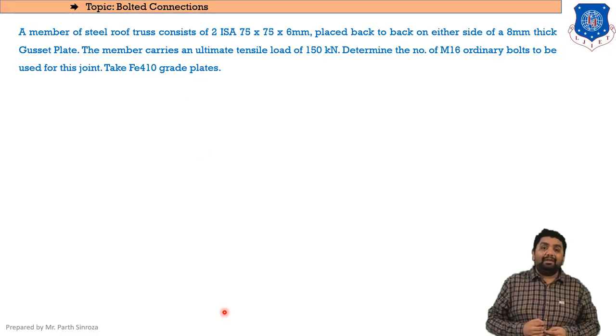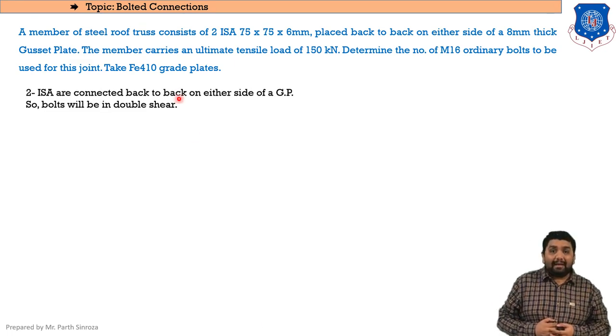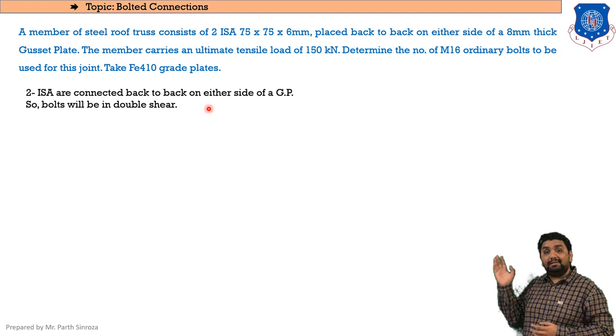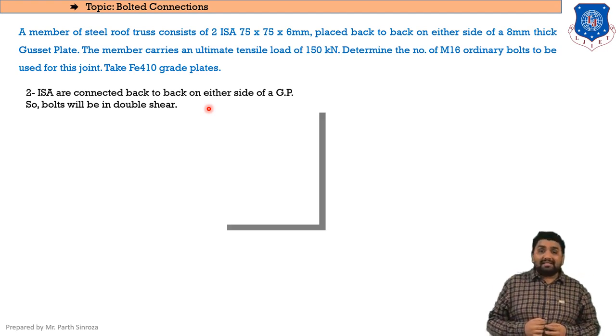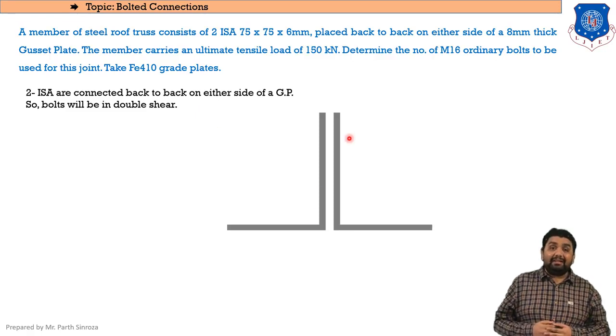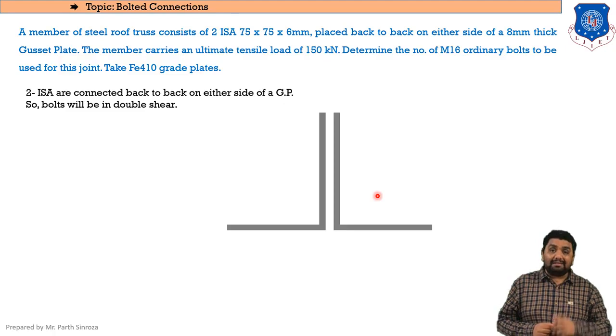So basically what we will be doing in this sum, we will be looking forward. Two ISA are connected back to back on either side of a GP, so bolts will be in double shear. Now how it will be double shear, for that we will be looking at this figure. So this is the first angle section. It is connected to a second angle section that is connected on either side, that means on back to back sides, as you can see in the figure. If it was given face to face, then the angles would be in reverse order. Clear? And in between these both angles, there is a gusset plate.